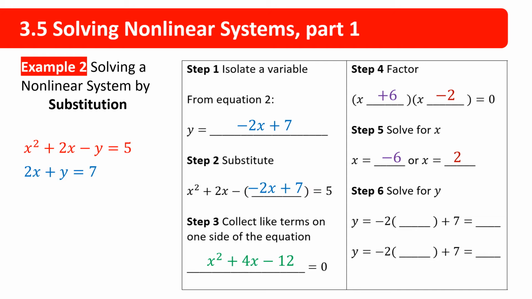Just go back and plug either one of those values in wherever you see x. If we take the 2, for example, 2 plus 6 is 8, and 2 minus 2 is 0. 8 times 0 is 0.